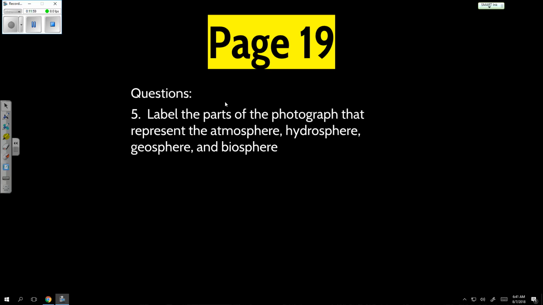Certain processes move matter and energy from place to place in predictable ways. These processes include chemical reactions, radioactive decay, and the growth and decay of living things. Highlight that entire paragraph.